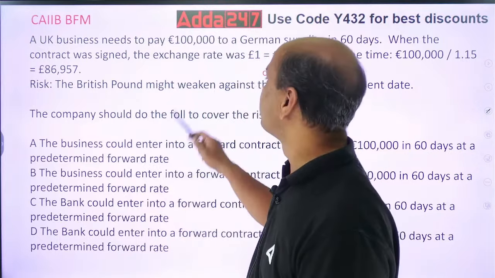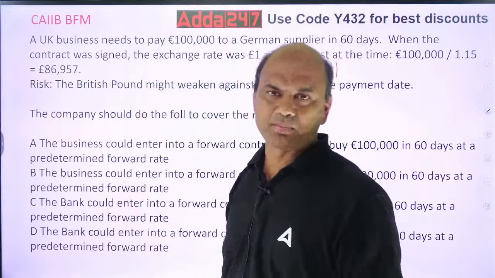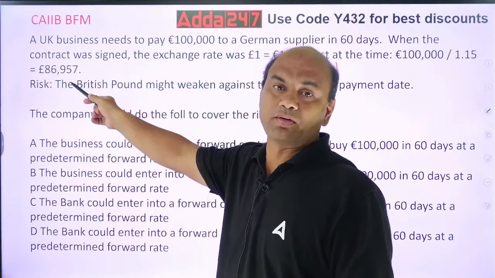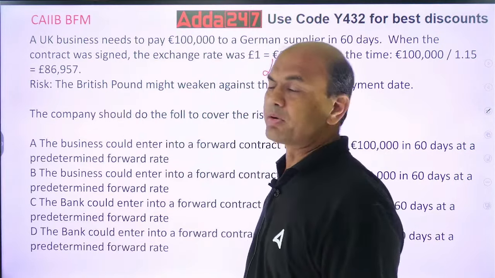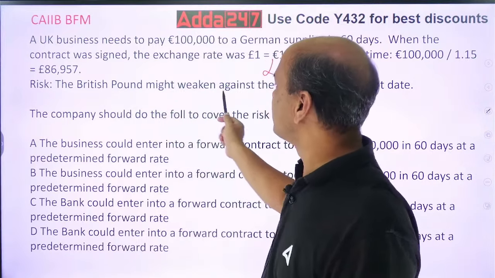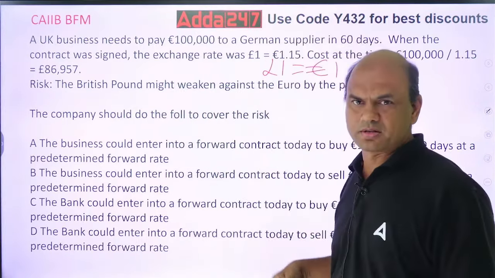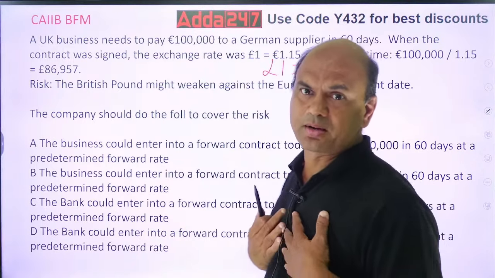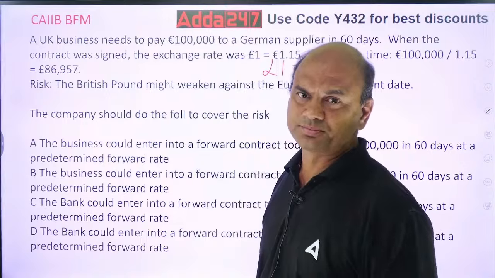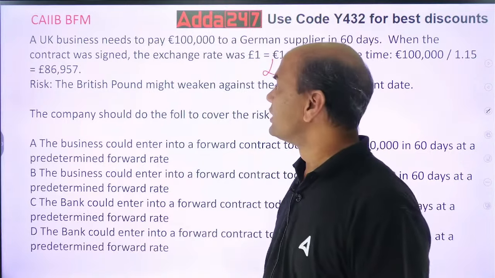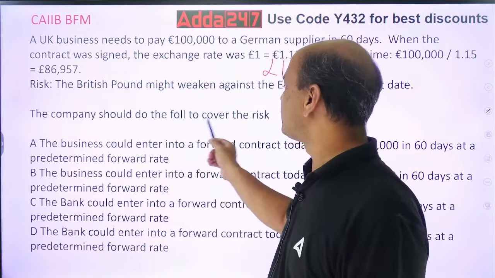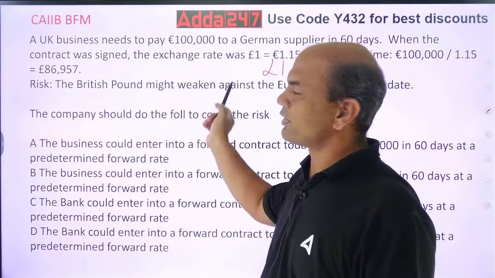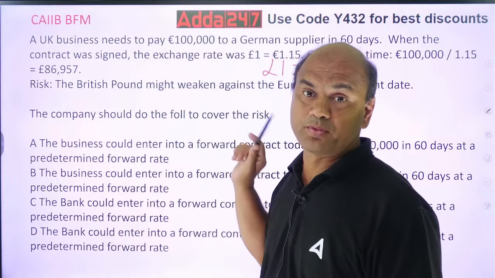So now let's look at the problem. So this much is the pound amount. Okay, right now I have paid this much pound amount. But what I am expecting is the British pound might become weaker in future after 60 days. Now I am the company. Okay, I am the company holder and you are the bank, let's say. Now what should I do? The company should do the following to cover the risk. This risk I have to cover. If the pound becomes weak, then what?